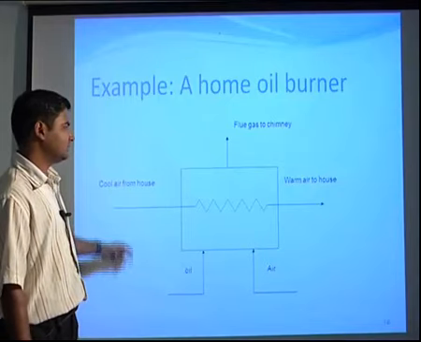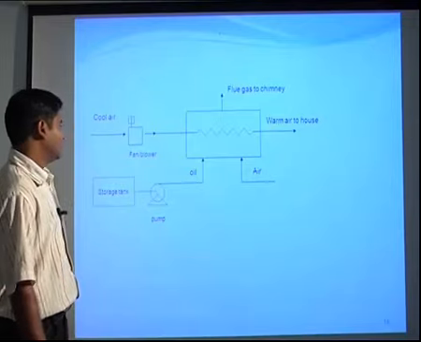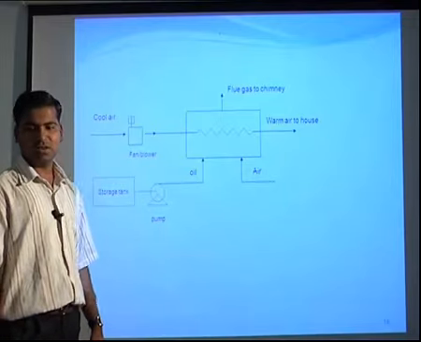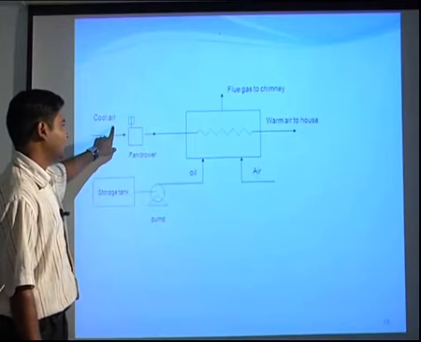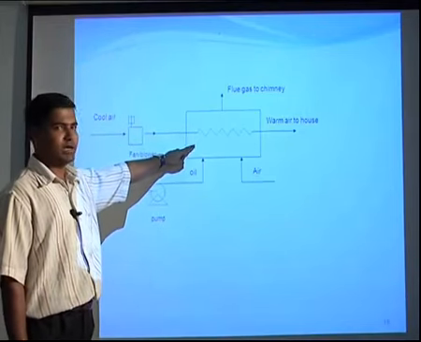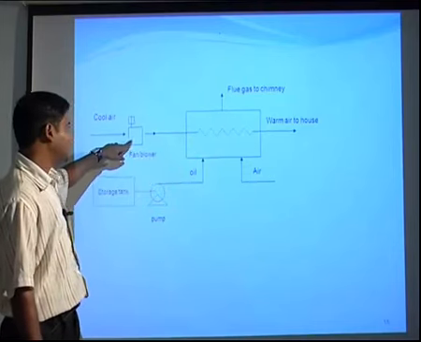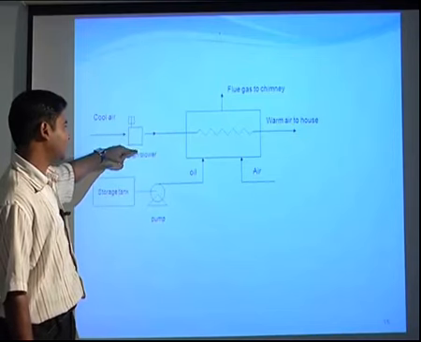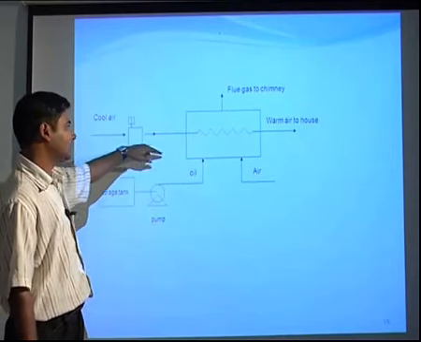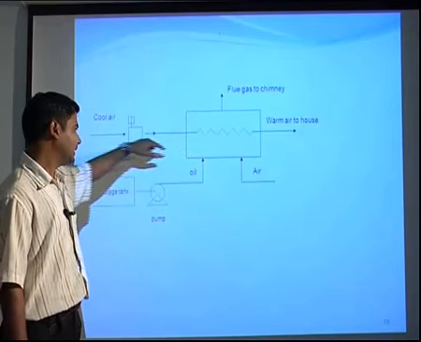So how to make this a process flow diagram? So much detail we will incorporate in this one. What happens? When we have to feed cool air to the burner or heat exchanger unit, we should have a fan or a blower. So the cool air, with the help of a fan or blower, we will feed to the heat exchanger unit, that is the burner over here.